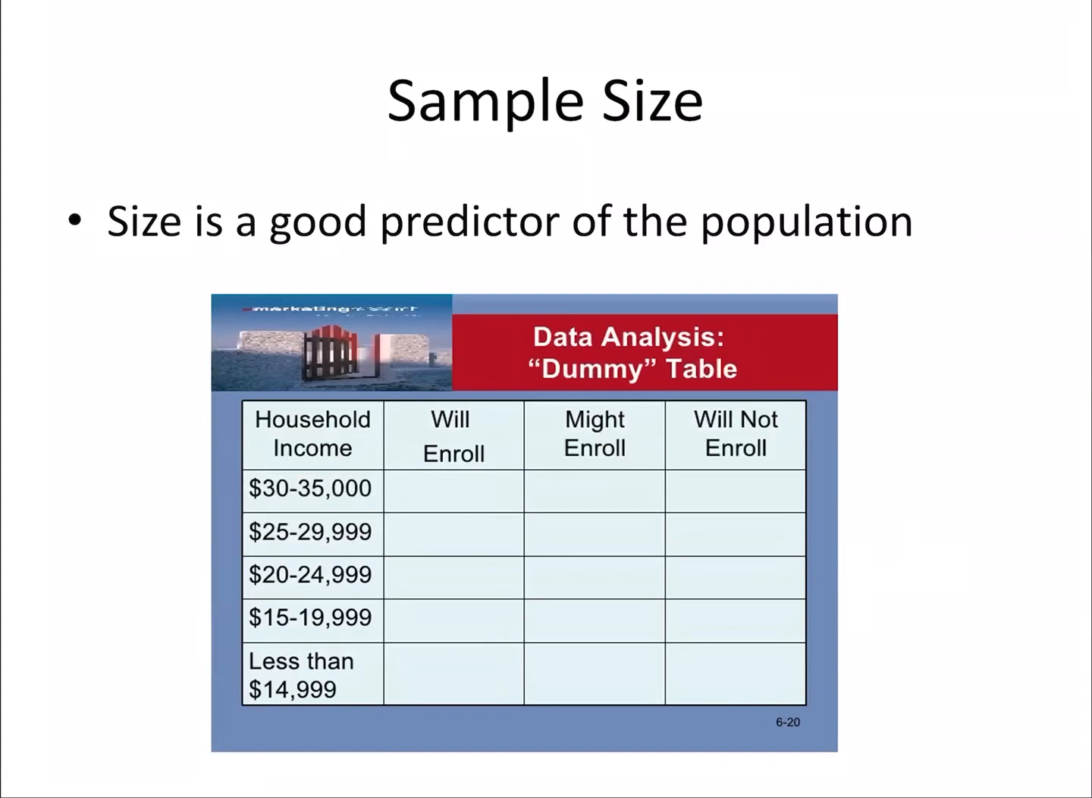When you draw a sample as well, you have to analyze it. So for example, this is an example of household income and whether people enrolled in a health and fitness program. And then we're looking at how the sample would respond. A well-drawn sample would respond very much similar to the entire population itself.